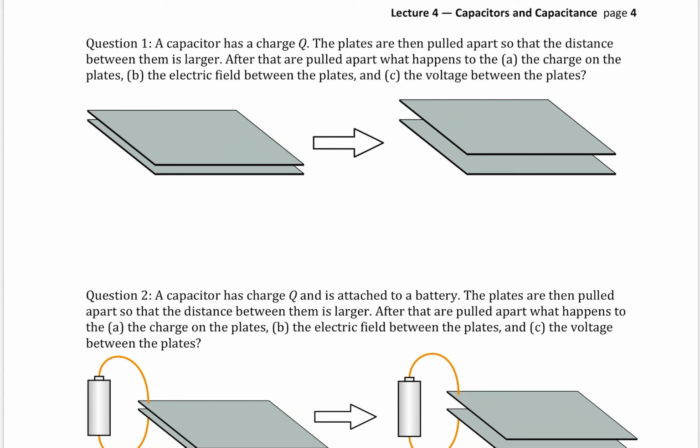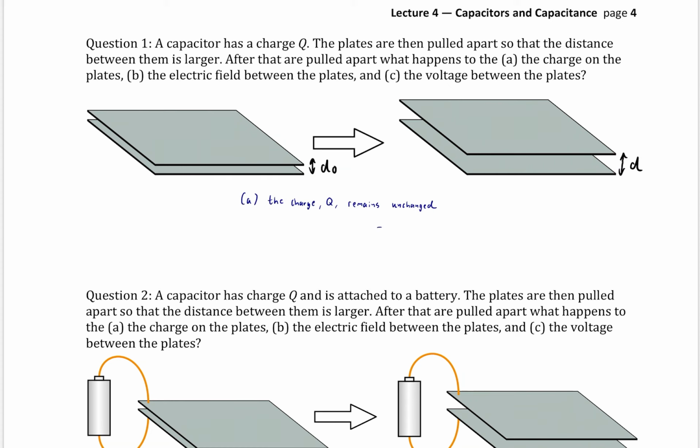A capacitor has a charge Q, right? There's some charge on the plate. The plates are then pulled apart so the distance between them is larger. Some external work, maybe someone put on insulating gloves and physically pulled the capacitor plates apart. After they are pulled apart, what happens to the charge on the plates, the electric field between the plates, and the voltage between the plates? Pause if you need to, and come up with what you think the idea is, okay? So there's an initial separation distance, d naught, and we make it bigger. They're further apart. Pull them apart.